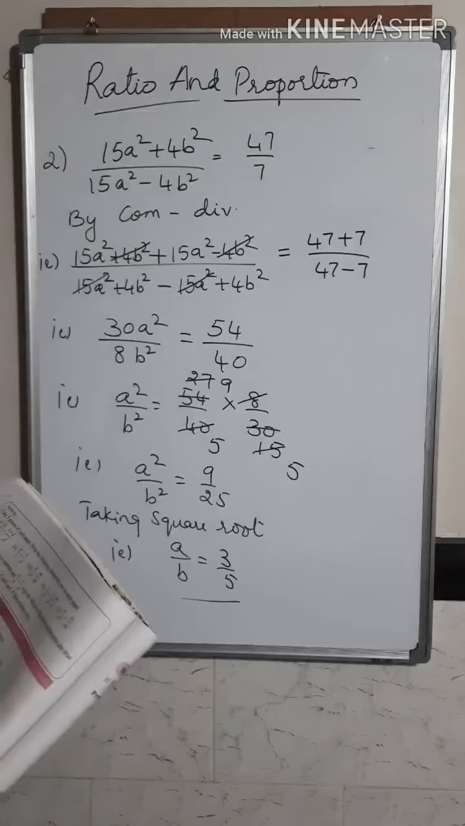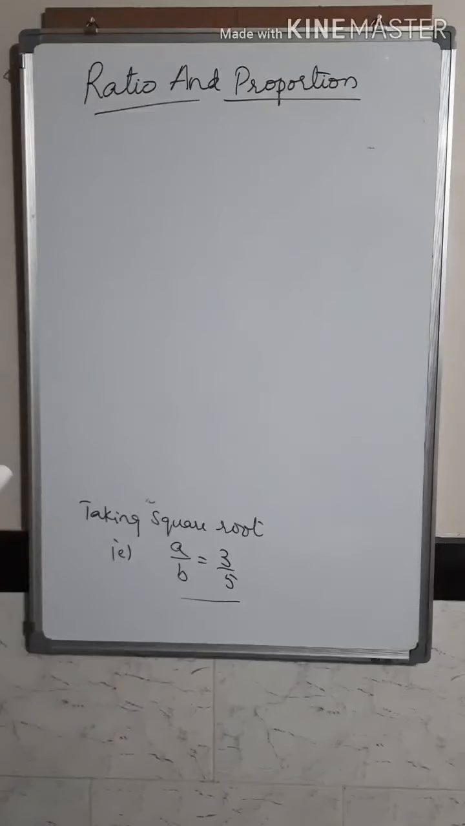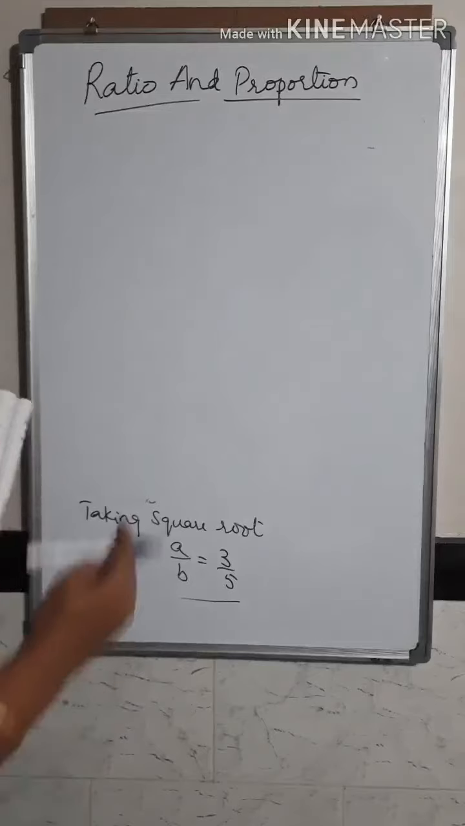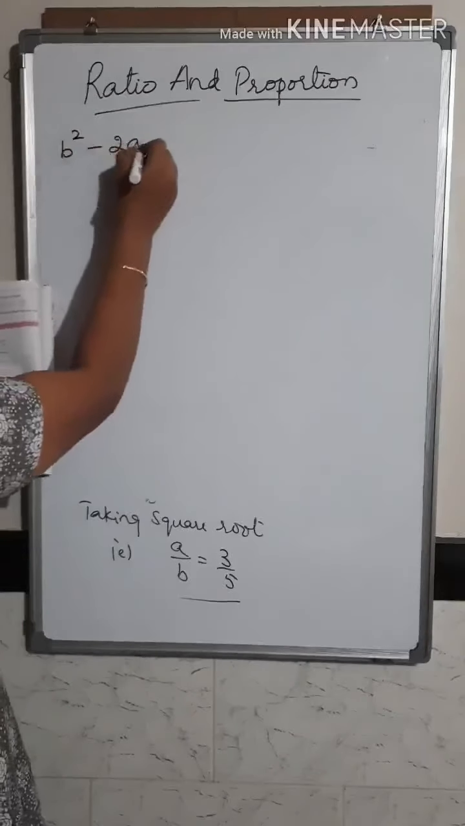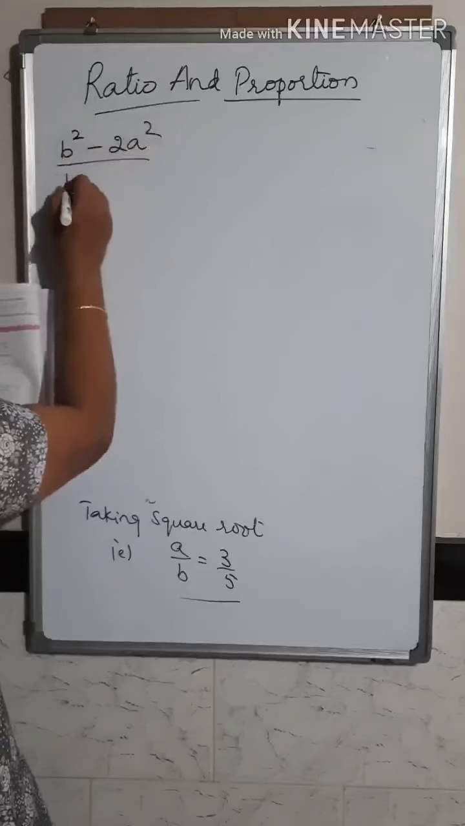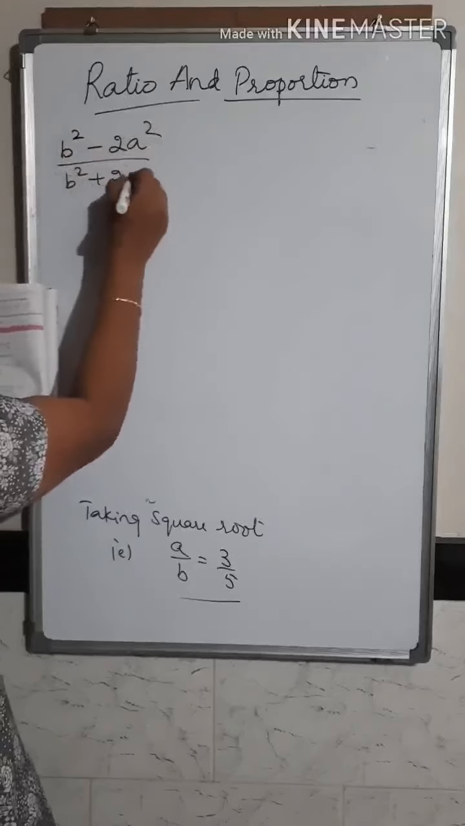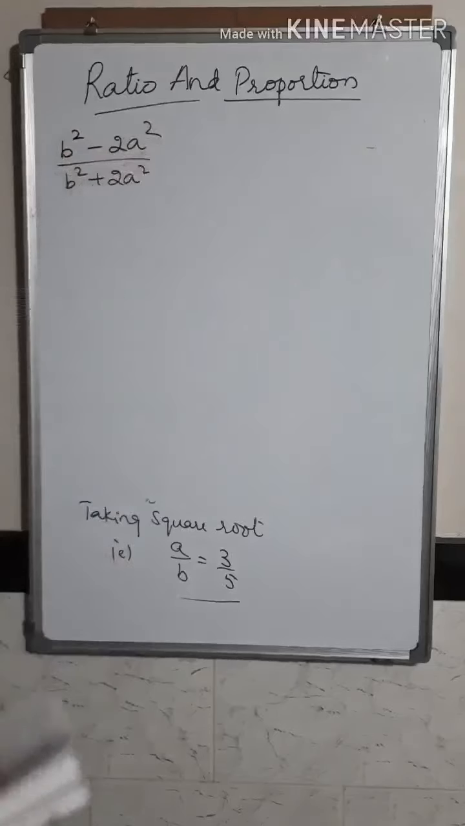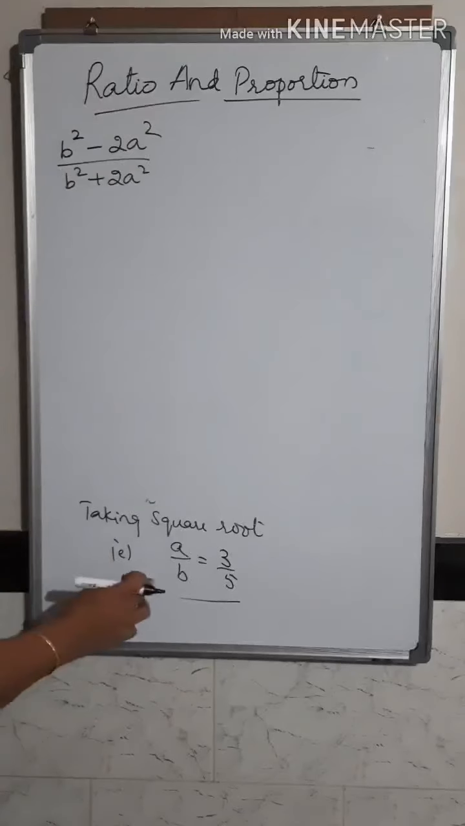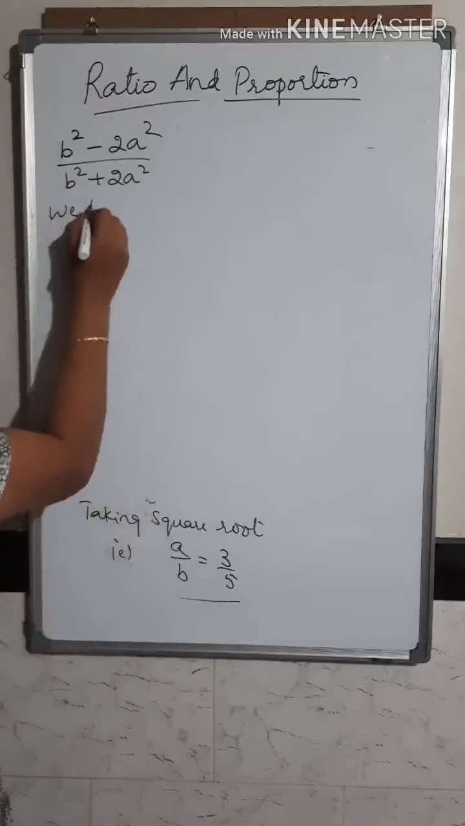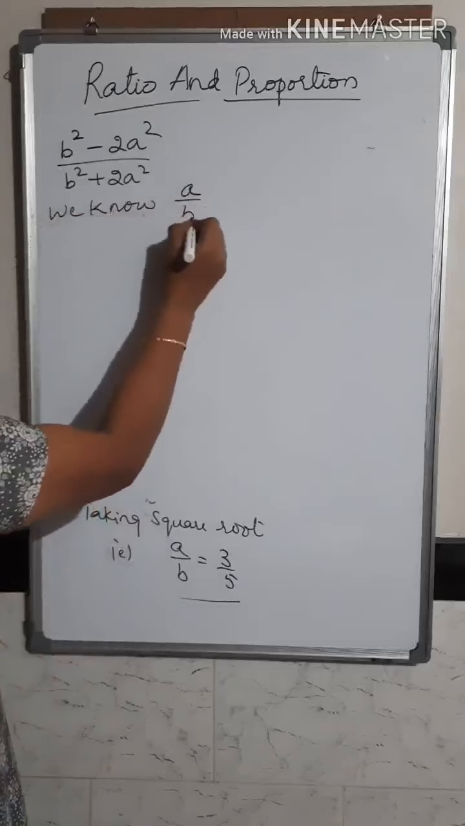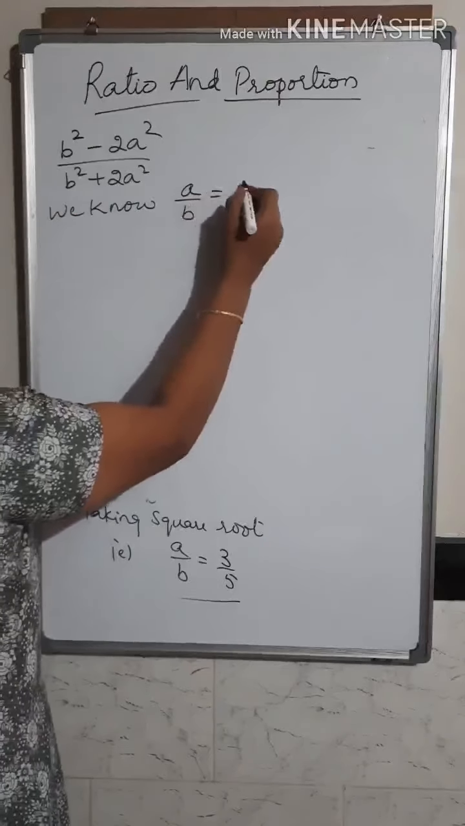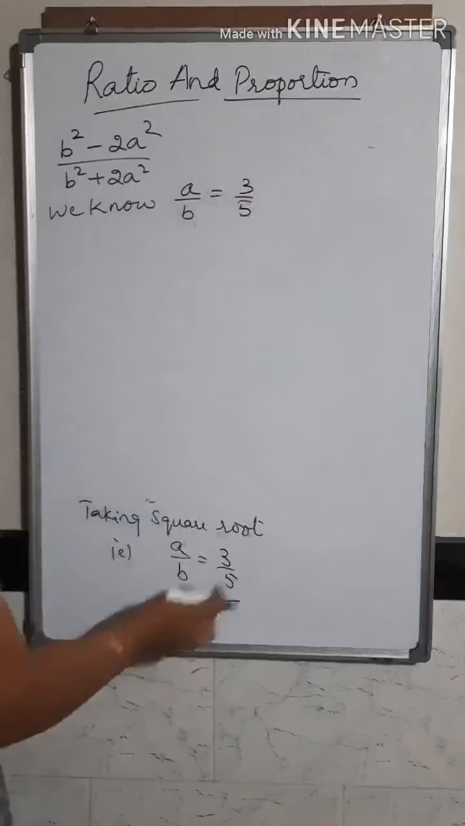I'll work out the third one. What is the third sub question that is asked? (b square minus 2a square) upon (b square plus 2a square) is asked. But what is the given ratio that you have got? We know a upon b is equal to 3 upon 5. This is what you have got.